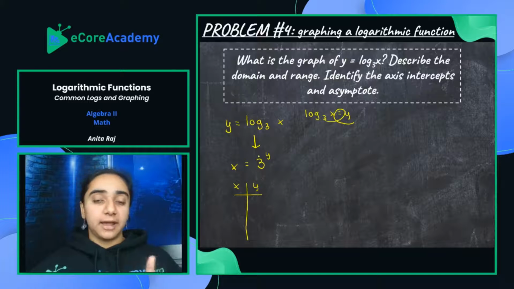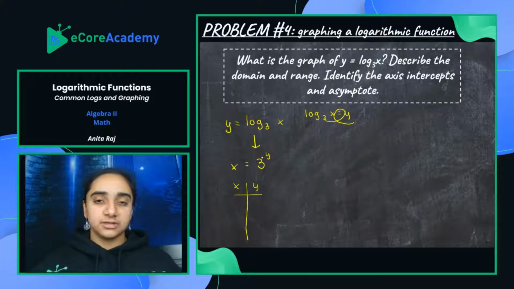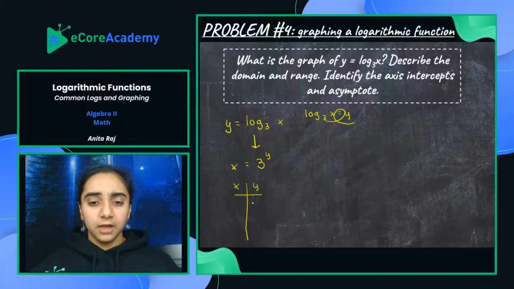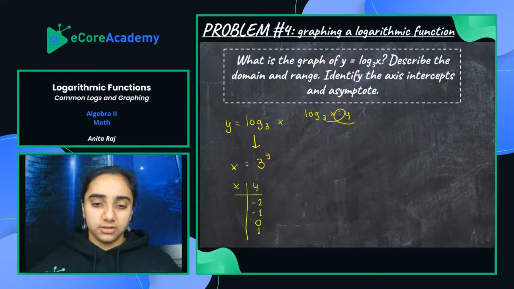So instead of inputting x as we would for an exponential function, this time we're going to input y. So if we can just pick really basic numbers centered around 0, which is the origin. We're picking 5 points: -2, -1, 0, 1, and 2, and then we can plug them into our log function to figure out what x would be.